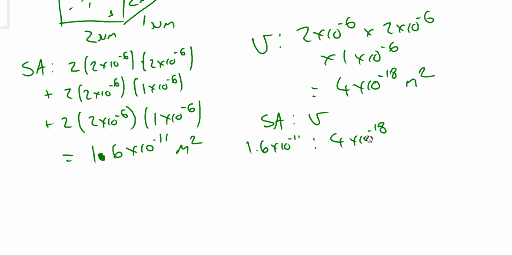One thing that we can do is find the ratio of this, because you will need to find it. If we do 1.6 times 10 to the minus 11 divided by 4 times 10 to the minus 18, you essentially get 4 times 10 to the 6, to 1. All we've done here is divide both sides by 4 times 10 to the minus 18. So your surface area is essentially 4 million times larger than the volume.